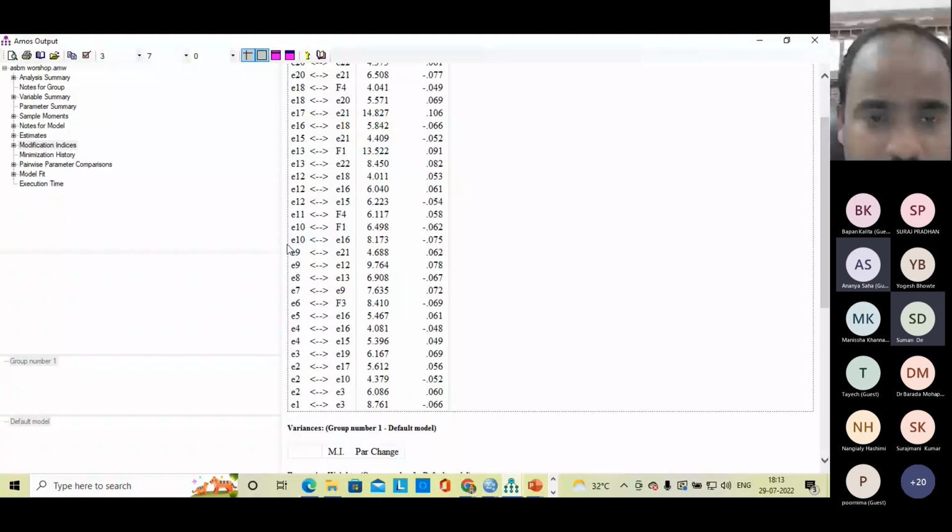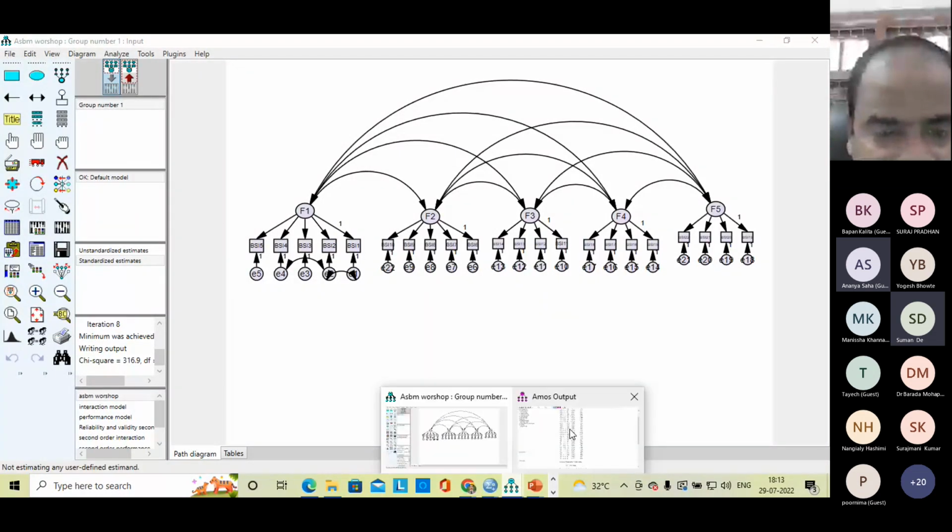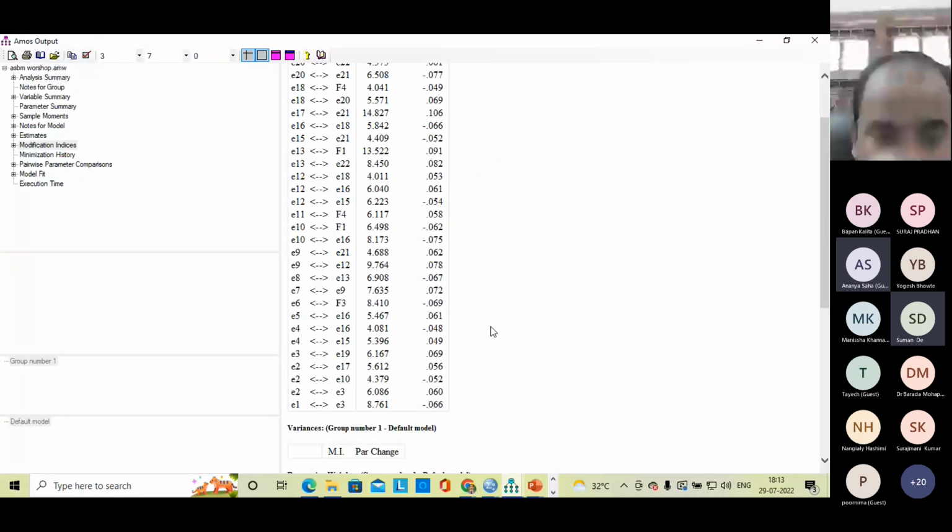9, 12. Yes, it is positive. Where is 9? Where is 12? Look at here. No, this is 12. Where is 9? No, it cannot be correlated. Anything that can be correlated, see and tell me.